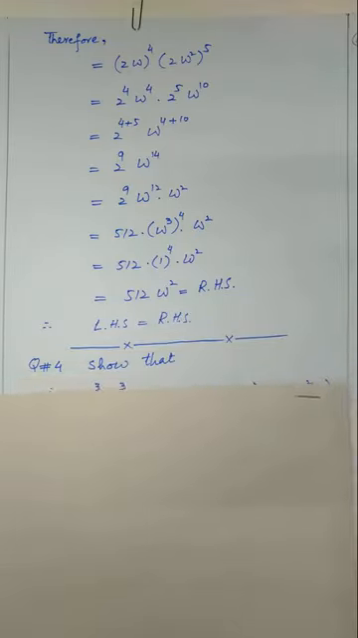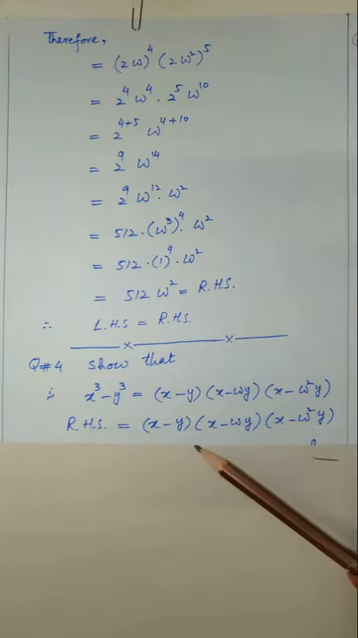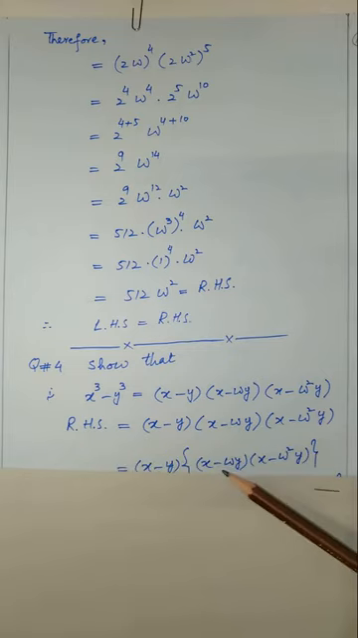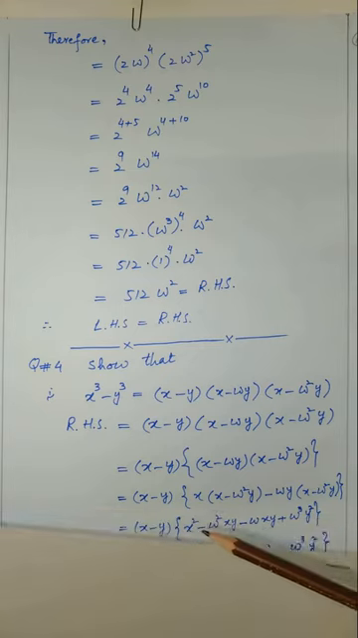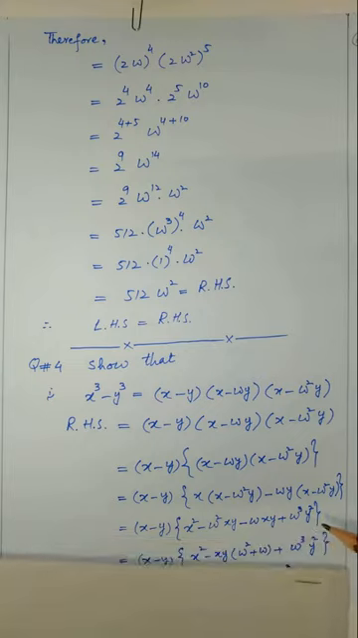Now question number 4 is given. Show that x cube minus y cube is equal to (x minus y)(x minus omega y)(x minus omega square y). The right hand side is equal to this. Now multiply first these two brackets like this. We get x square minus omega square xy minus omega xy plus omega cube y square.